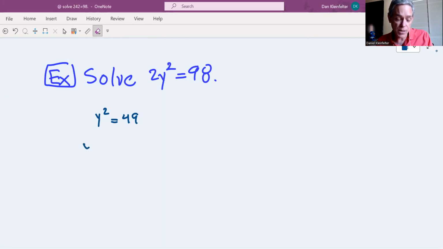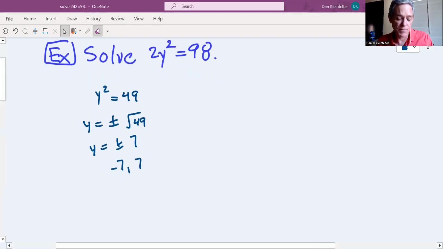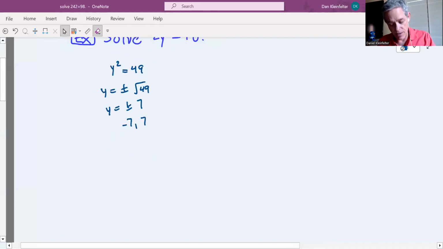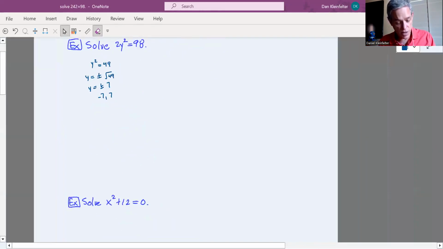Okay, so then that means that y is plus or minus the square root of 49. Y will be plus or minus 7. If you want, write negative 7, 7 for that. Here for this example, I just went straight to the plus or minus symbol. I hope that's okay with you. Okay, let's try more.